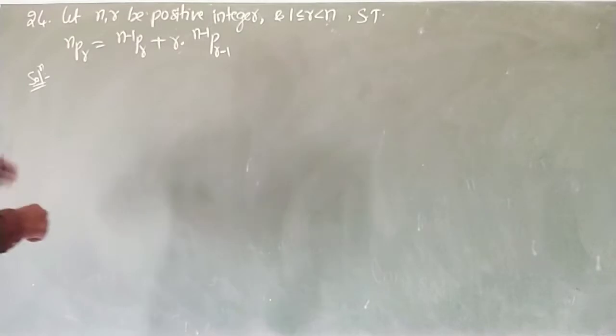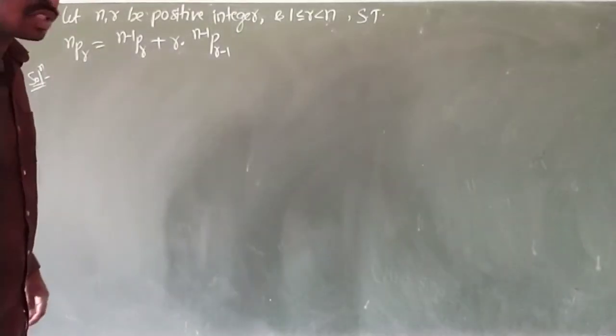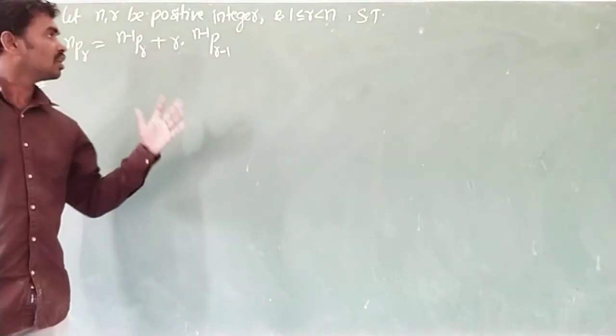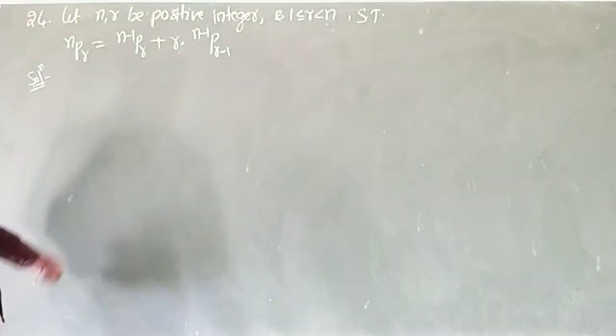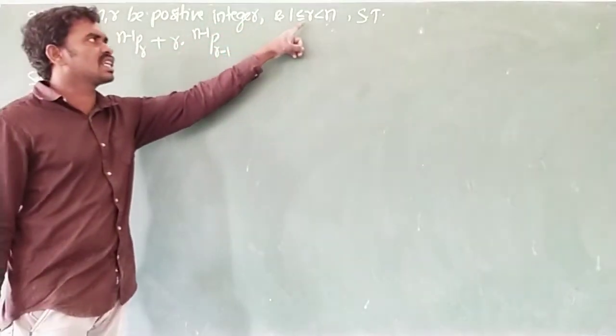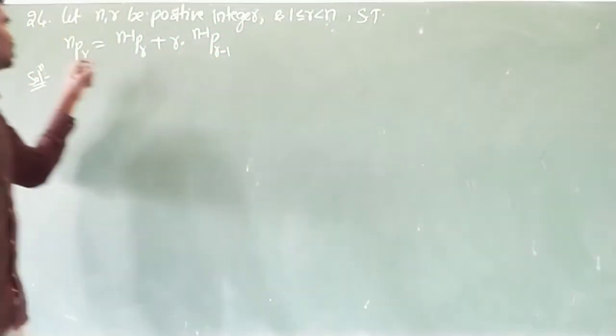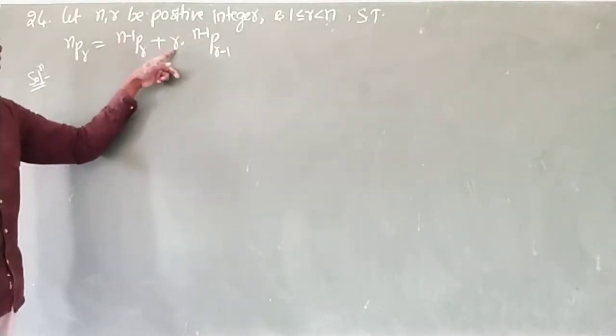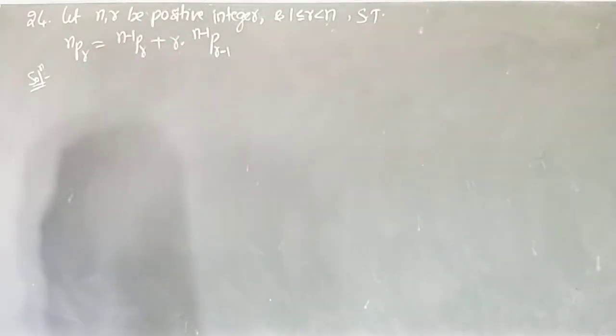Next, the 24th problem. Okay, and next, 25. Up to 25 we can complete this chapter. Let n, r be positive integers with 1 less than or equal to r less than or equal to n, then show that nPr is equal to (n-1)Pr plus r into (n-1)P(r-1).